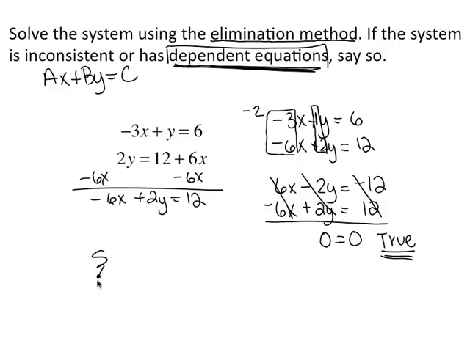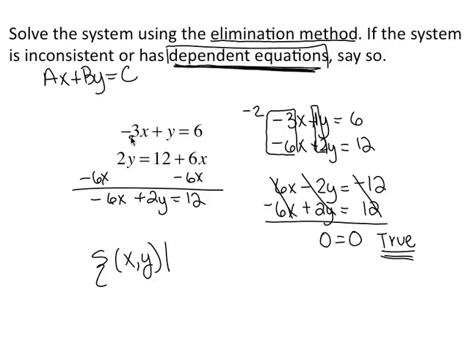So the solution set, when we write it in set notation, would be for all xy such that, and then we're going to pick one of the equations. And normally we pick the equation that doesn't have a common factor. So if we look at 2y, 12, and 6, they have a common factor of 2. So that's why we wouldn't use this equation.